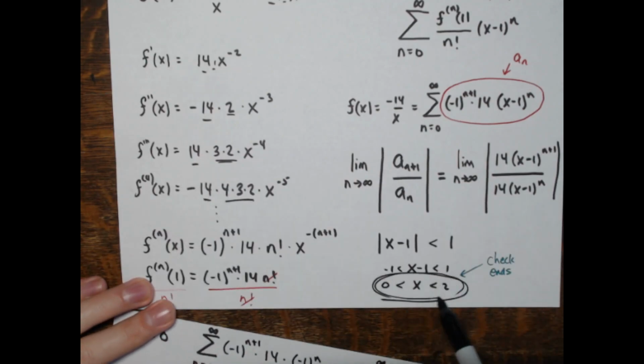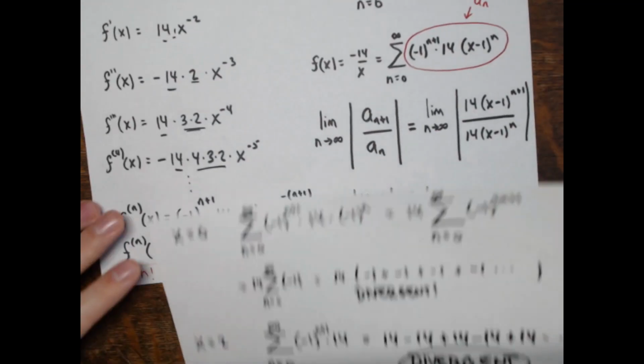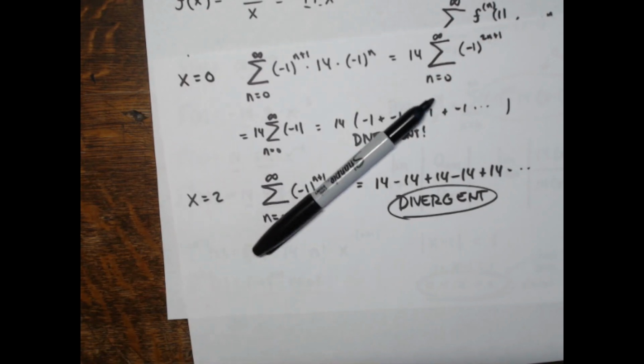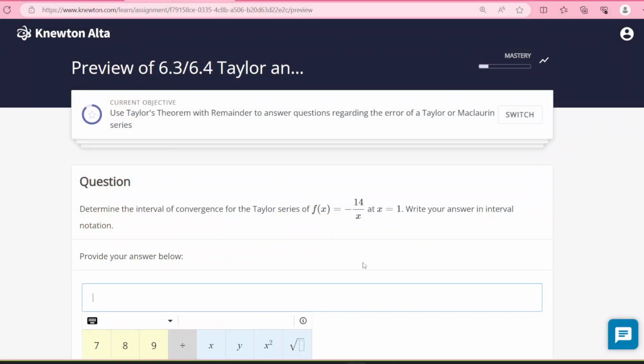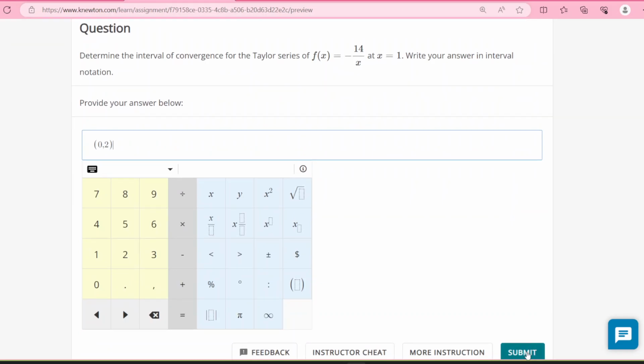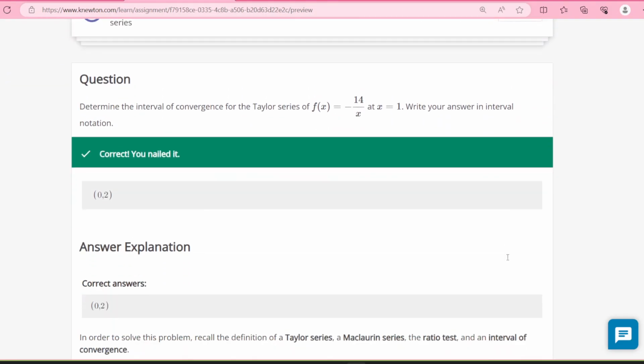This is it. Right? 0 to 2, interval notation, 0, 2 with the parentheses around it. That's the interval of convergence for this series, written in interval notation. So back in the assignment, right, 0, 2, and submit. Okay, looks like we still got more.